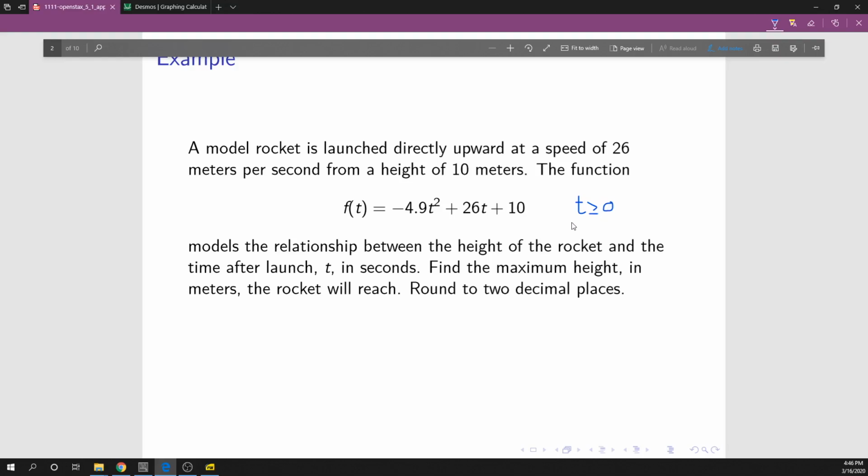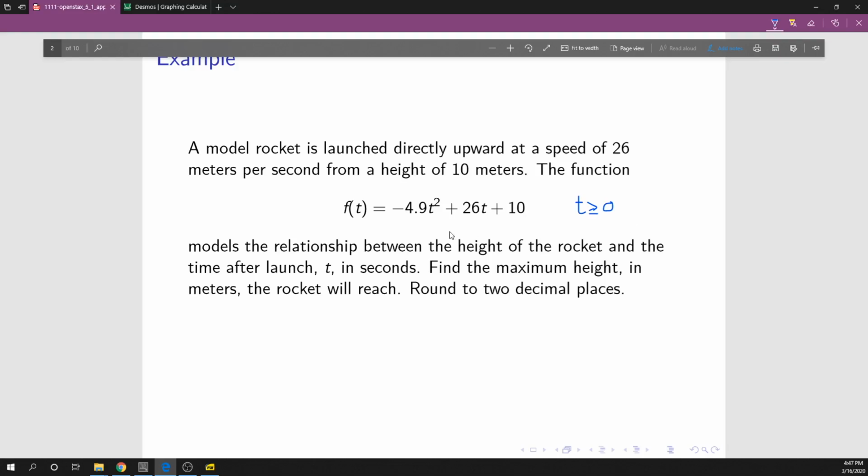In other words, you have some rocket sitting there, and then you hit the power button, and then it fires the rocket off. Before you hit that power button, this model doesn't really apply. So that's why we're only considering time starting from 0 and moving forward.